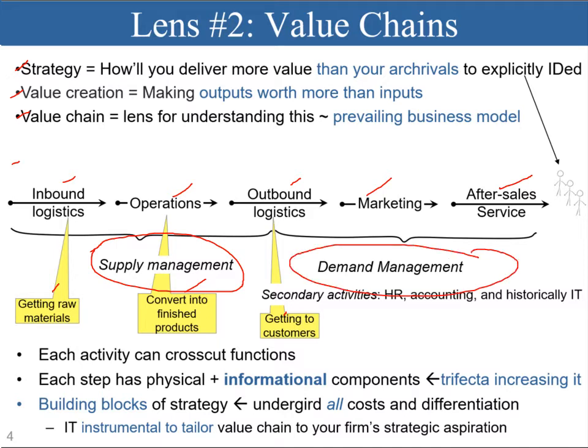Each activity in a value chain can involve multiple line functions, which are the company's business processes, and each step has physical plus informational components, which the trifecta is increasing. Again, I hope you can still remember the trifecta, which is digitization, infusion, and ubiquity.